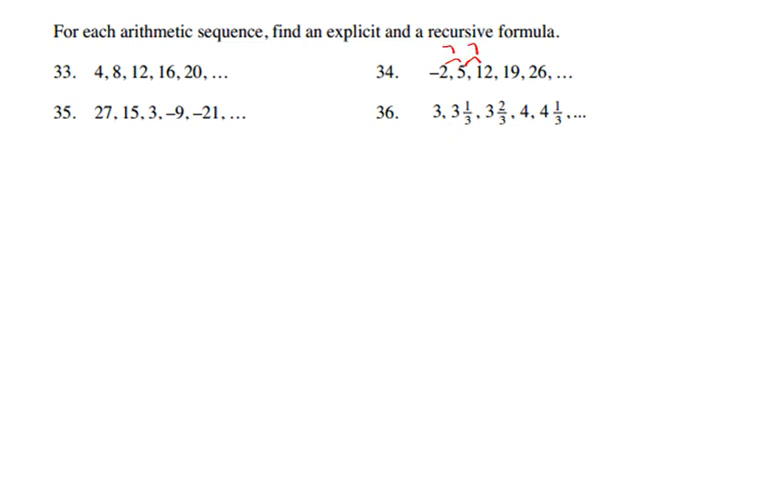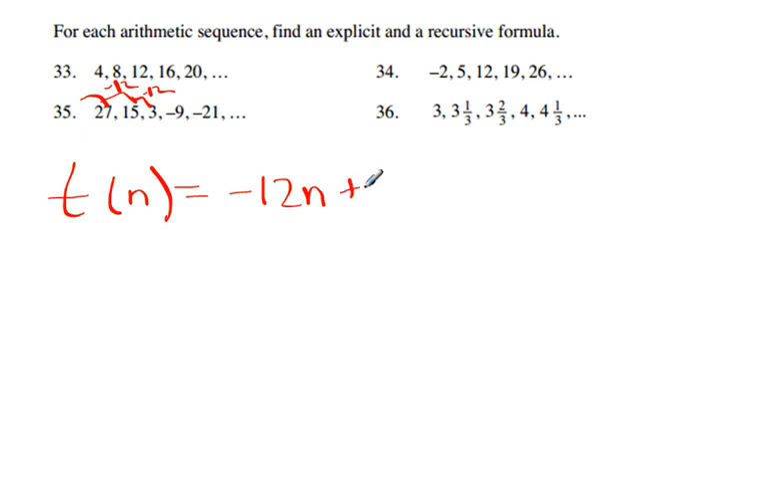Well, you know what? Let's do the next one because it goes down. That's more fun. This goes down by 12. This goes down by 12. So you can see the difference. So explicitly, t of n equals the increment, negative 12 times n, and then the previous term, so add 12: 27, 37, 39. So that's the explicit formula.